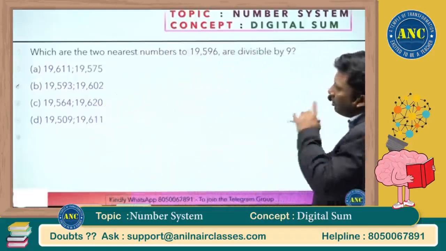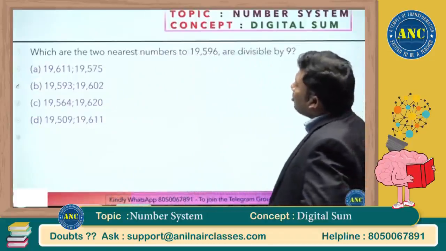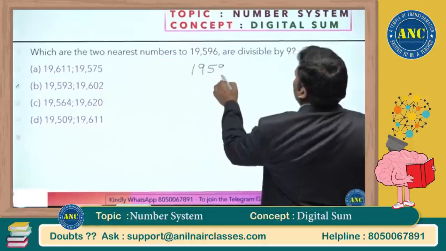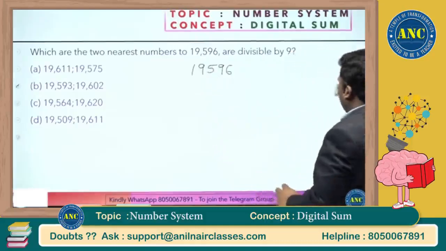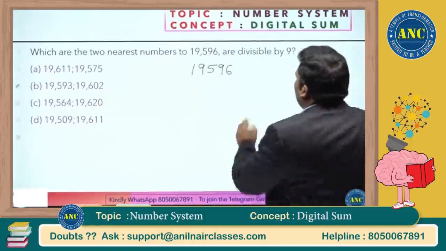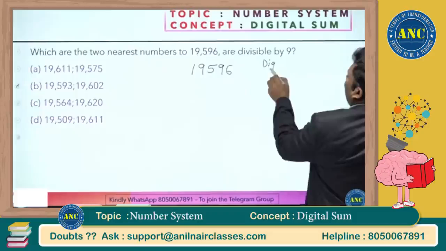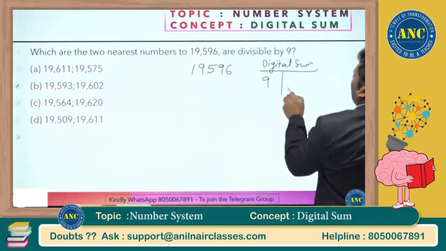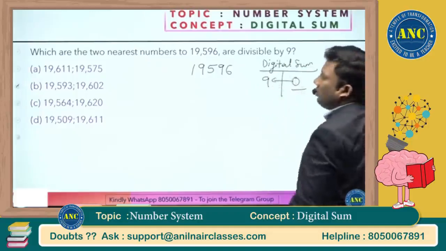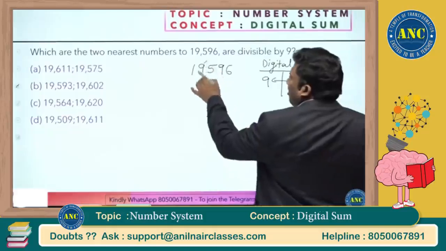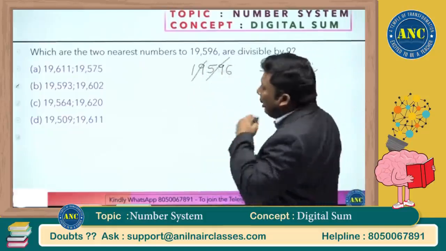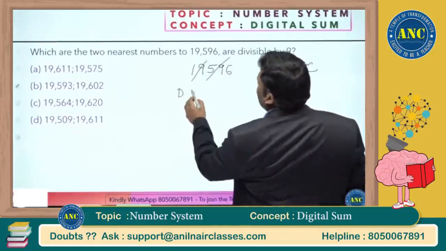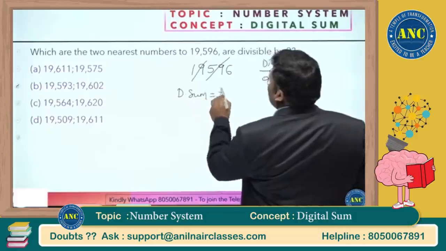Another examination question. Which are the two nearest numbers to 19596 that are divisible by 9? If they are divisible by 9, answer digital sum should be 9. If it is 0 also, it is equated with 9. 9 plus 9 eliminated. 6 plus 5 is 11, 11 plus 1 is 12. 12 digital sum is 3.